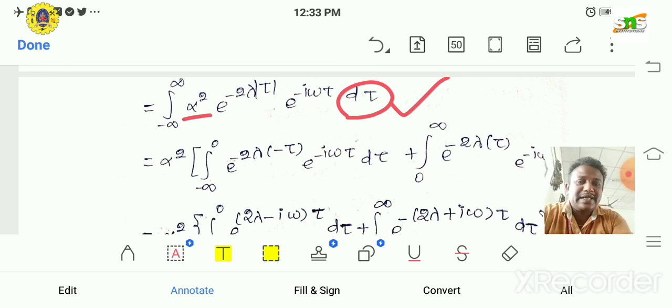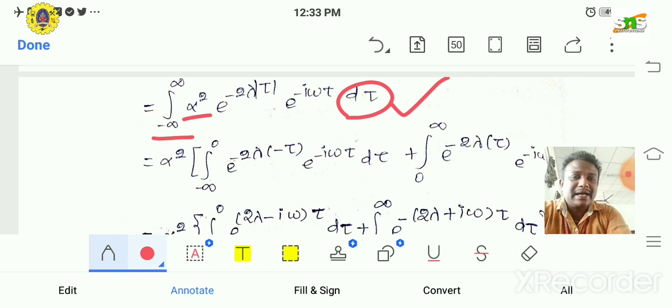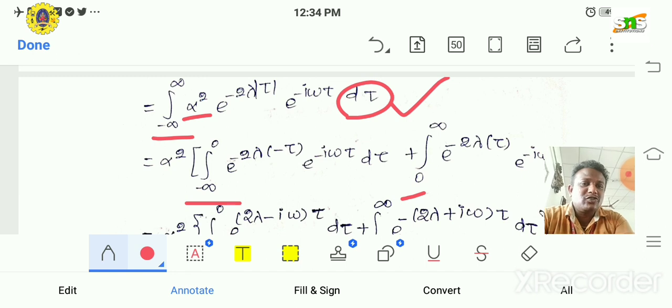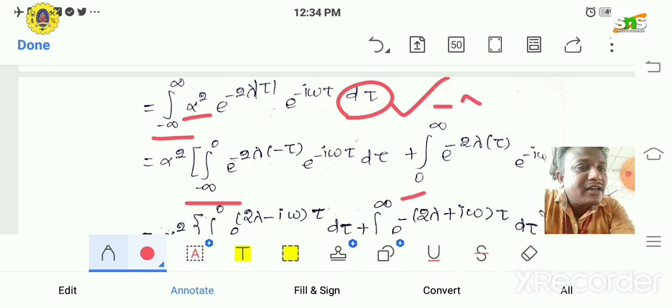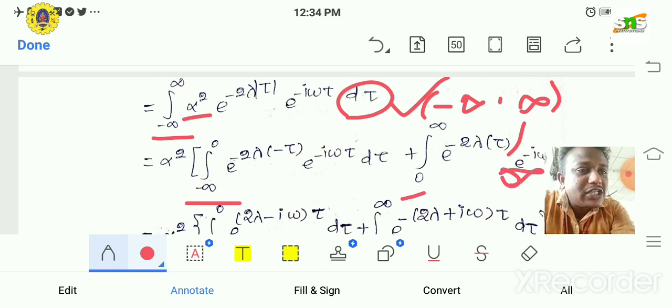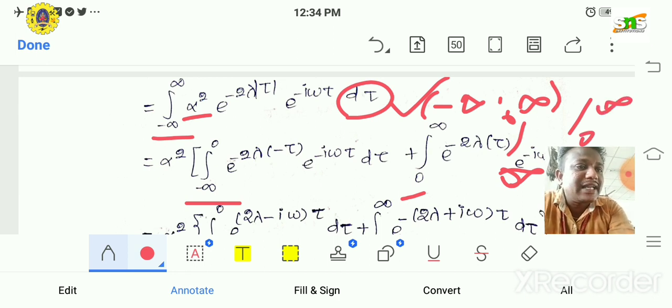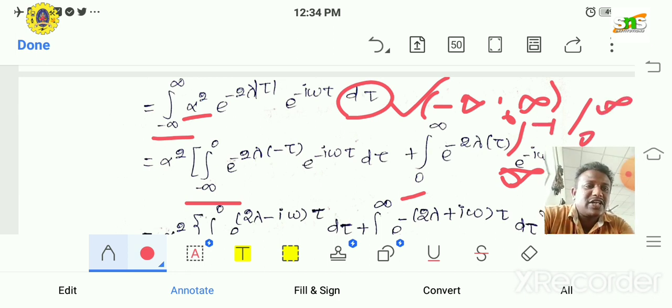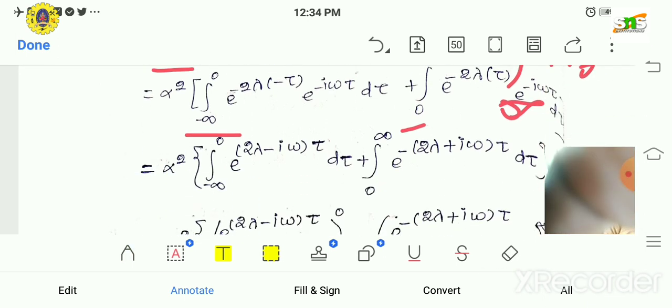I have split the interval into two parts, minus infinity to 0 and 0 to infinity. When we split into two parts, it is very easy to integrate. So minus infinity to plus infinity can be split into minus infinity to 0 and 0 to positive infinity. Both parts are equal, so I applied this rule here for getting the result in a short time.